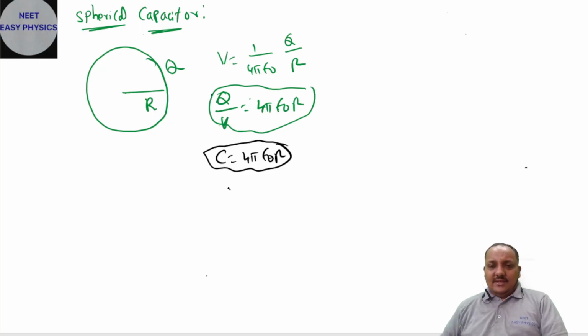Now, see, capacitance is directly proportional to radius. If you increase the radius, capacitance will increase. This is the formula for a spherical capacitor. Now, they will ask what is the capacity of the earth.